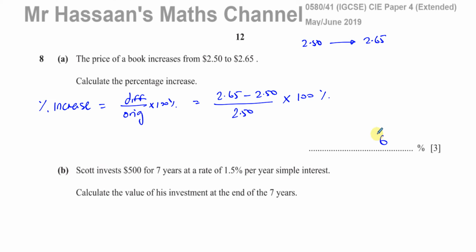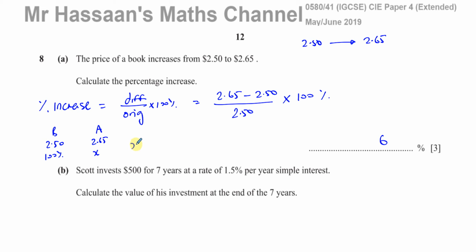That's part A. There's also another way of doing this. An alternative way is you can say before and after. Before, its price was 2.50, which is the original price, so that's 100%, and after it became 2.65, and you want to find what percentage that is. Well, we actually want to find the increase. So you'll see what you have to do here.